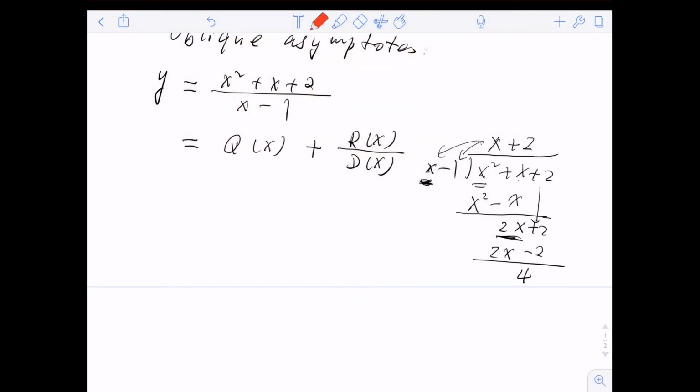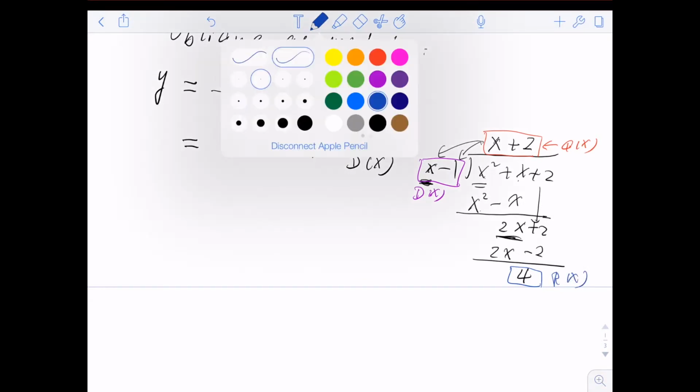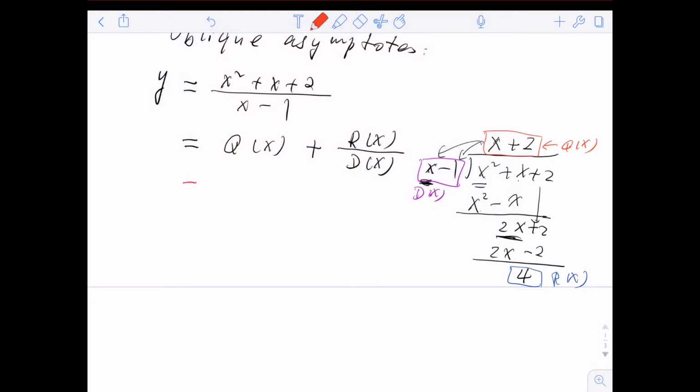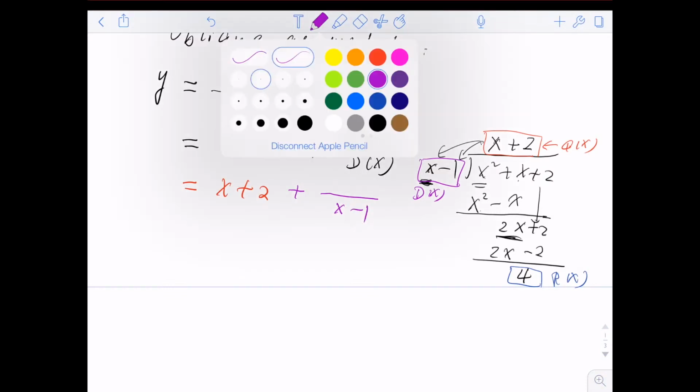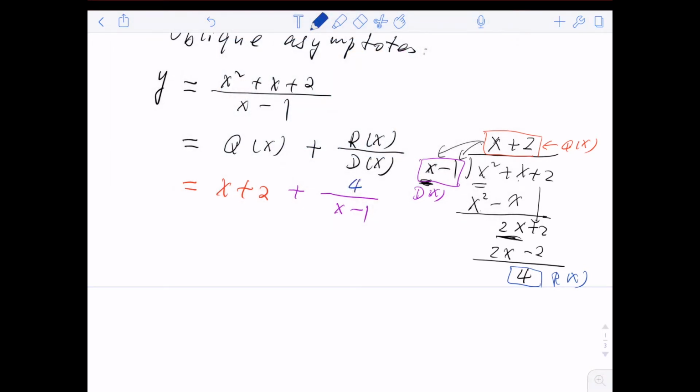And then I'm going to give all of these names. Firstly, this is my Q(x). And then the next one, this is my D(x). And the next one, this is my remainder, R(x). So I'm going to put all these back into my equation here. So it becomes equal to x plus 2, plus, my D(x) is x minus 1. And my R(x) is 4.